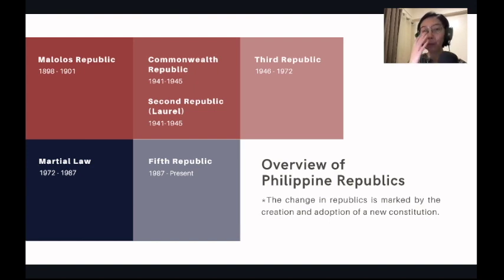circumstances ng martial law. And then, of course, after 1987, pagkatapos ma-overthrow ni Marcos, nagkaroon na tayo ng Fifth Republic with the institution of a new constitution in 1987, which is still in effect up until the present day. So yeah, that's an overview of Philippine republics.